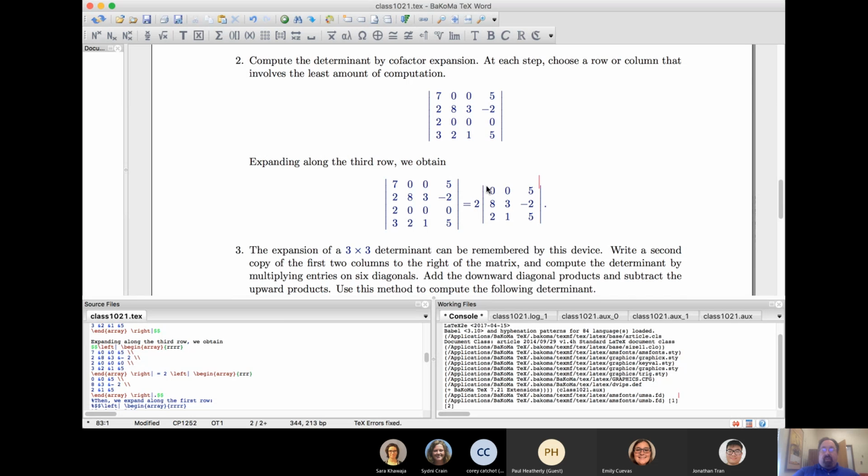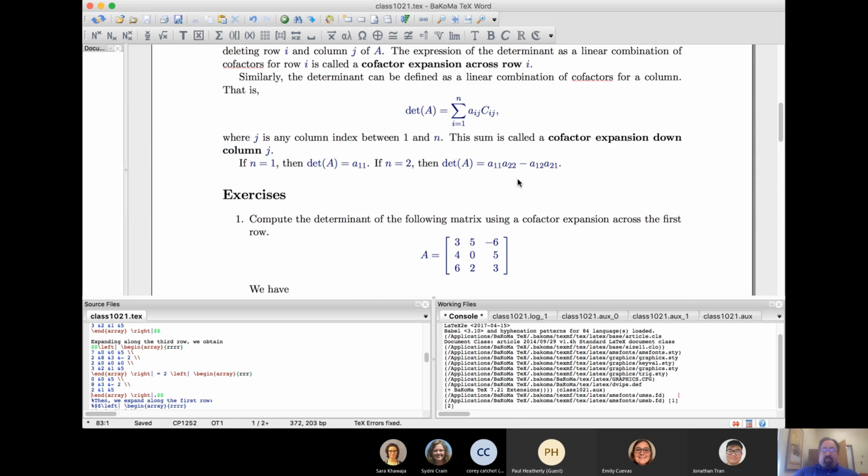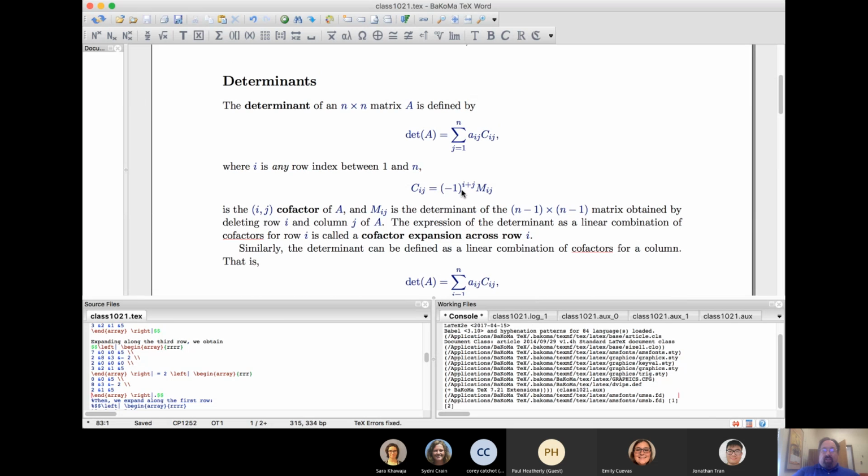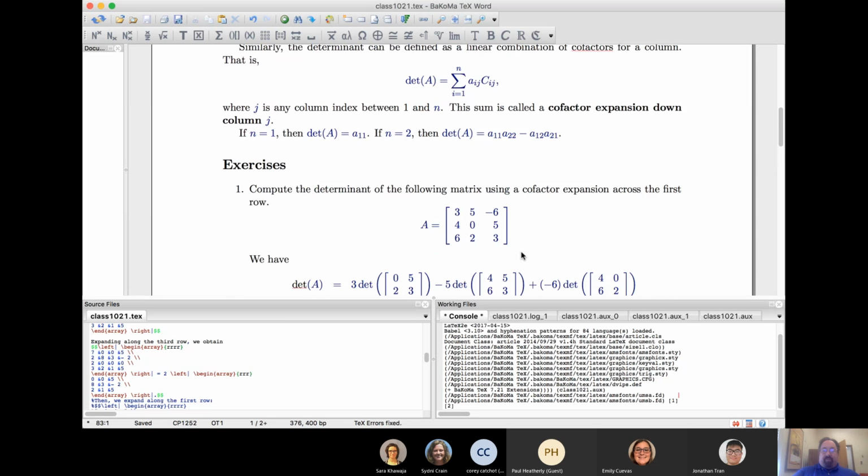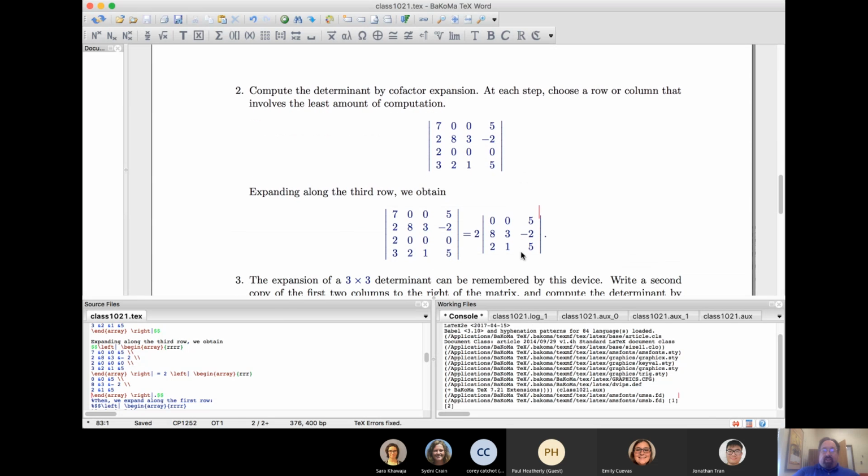All right, so we just take the 2 times what's left after we remove that third row first column. Now you have to be careful about the sign. There's a -1 raised to a power here, and it's raised to the i plus j power of the entry that you have in your expansion. So in this case, we have the entry in row 3, column 1. So we'll have a factor of -1 to the 3 plus 1, -1 to the 4th, but that's just going to be 1. So that's why we have a plus sign in this case.